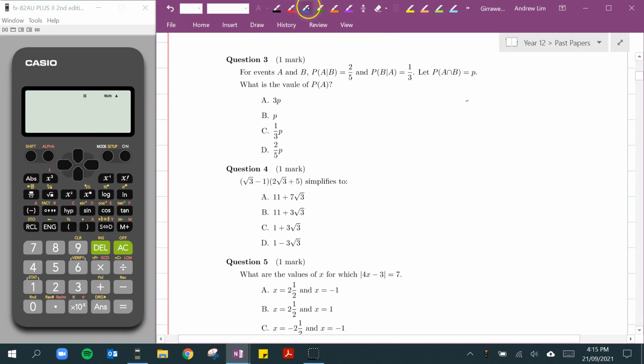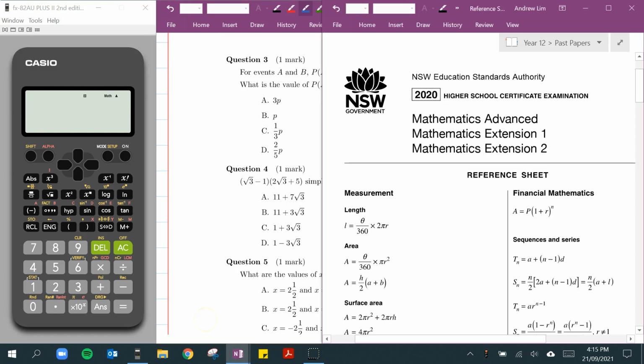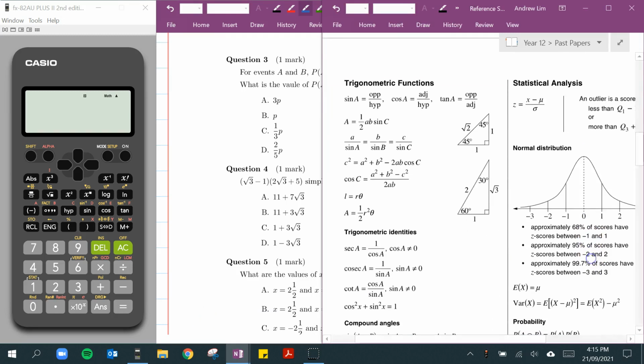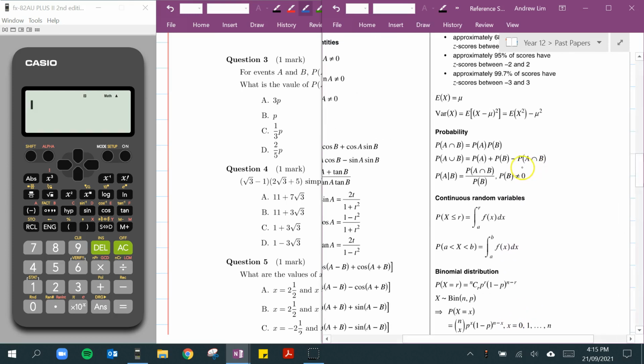Question 3. For events A and B, the probability of A given B is equal to 2 over 5. And the probability of B given A is equal to 1/3. Let the probability of A and B be equal to P. What is the value of the probability of A? So I'm going to go to my formula sheet. I'm going to have a quick look. Okay, so that's over here. So we've got these ones right here.